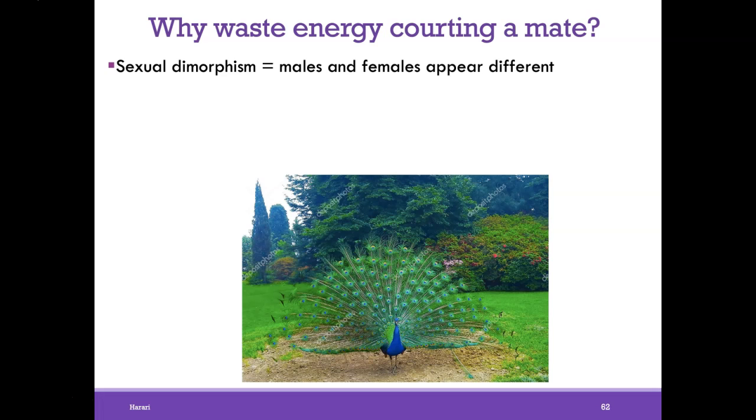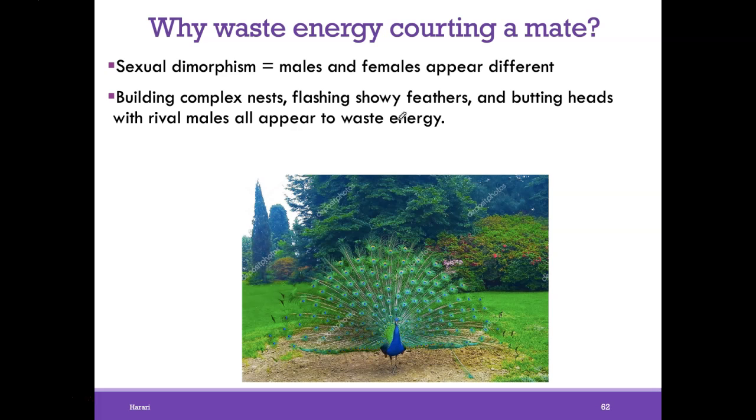So in many vertebrate species, the sexes look alike. You can't really tell a difference between a male and female dog off the bat. However, in some species, natural selection can maintain what's called sexual dimorphism, where males and females appear very different from one another. We can think about a peacock that has very flashy feathers, or certain birds that use a lot of energy to build complex nests.